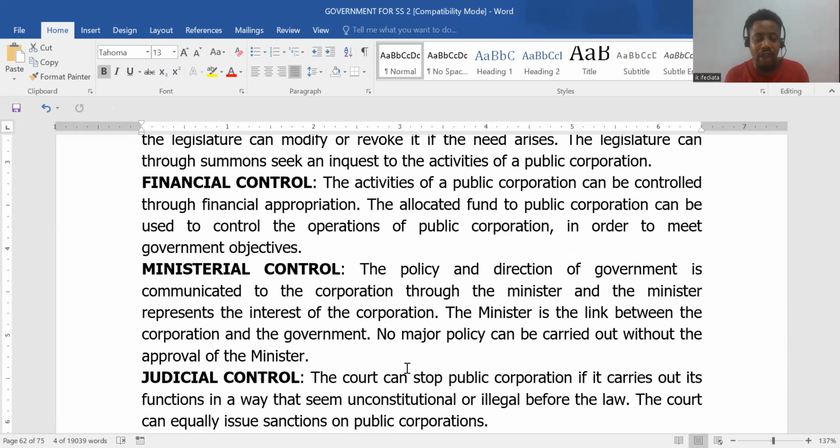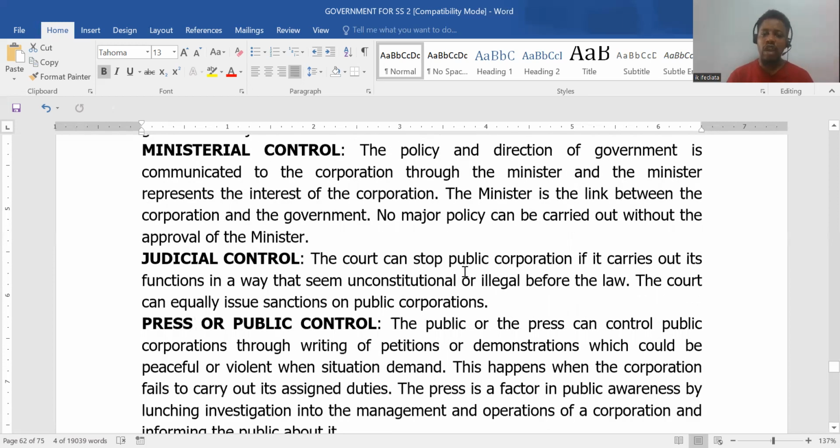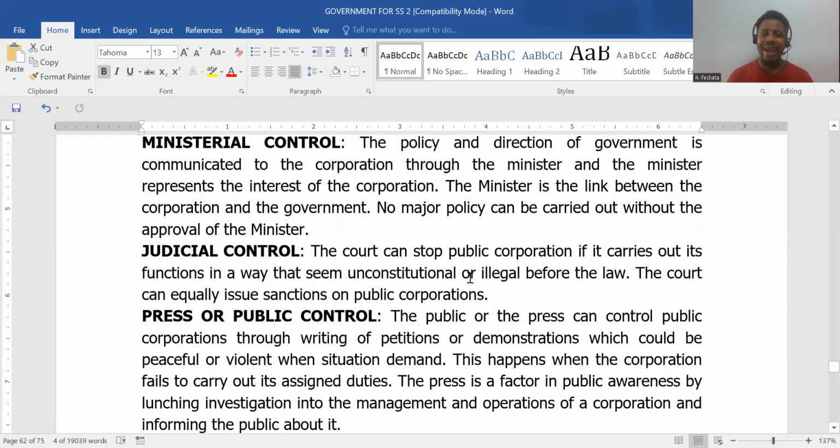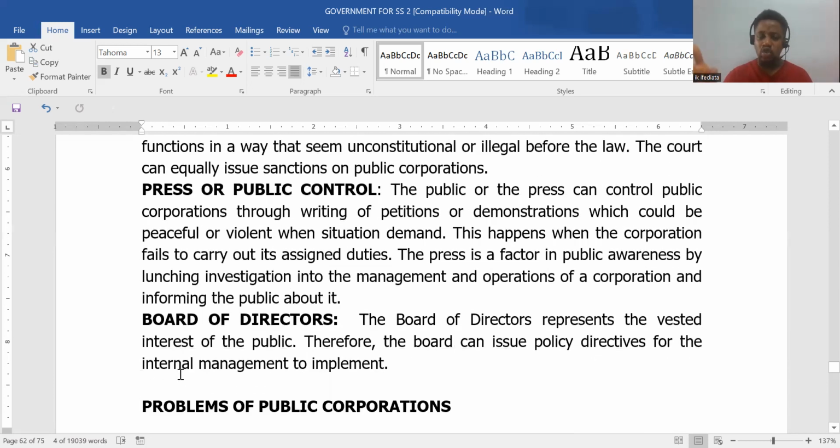Right? So the minister is the link between the public corporation and the government. Remember, he's the political head. So no major policy can be executed by the board of directors without consulting the minister. The judiciary can also control public corporations and can stop them from executing policies which are unconstitutional or illegal, right? Now, the press or the public can also discuss these things in a civil service.